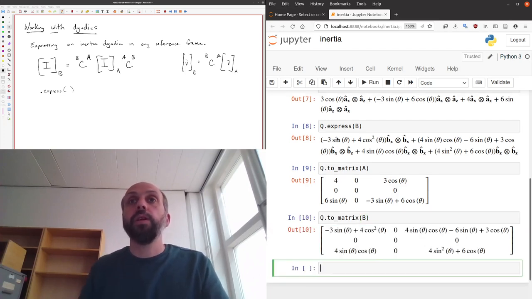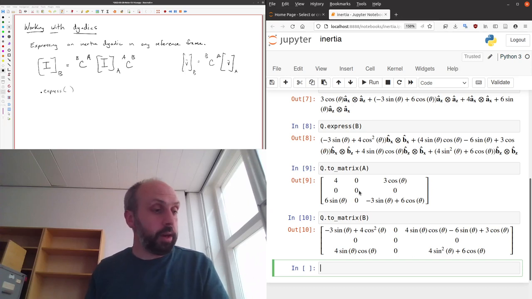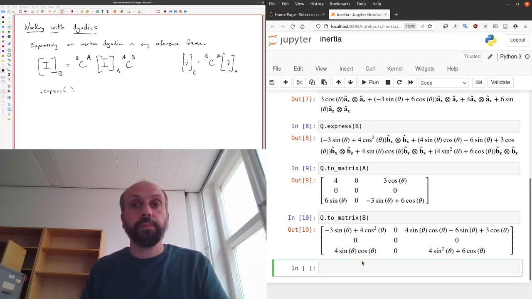It manages the representation. So if you need to rotate inertia dyadics or any other dyadic, express them in different frames, you can do so like so. And it's managing that double matrix multiplication that I show in the notes there. So that's hopefully useful.